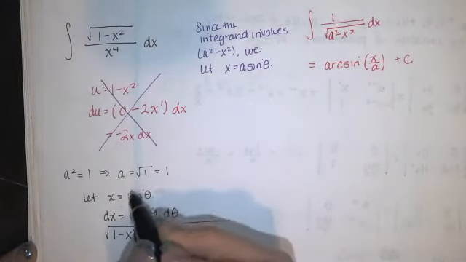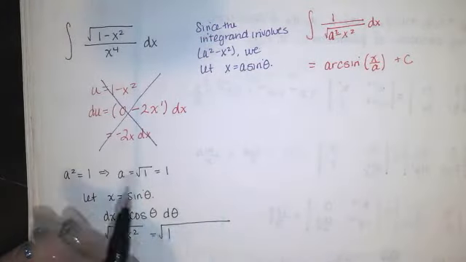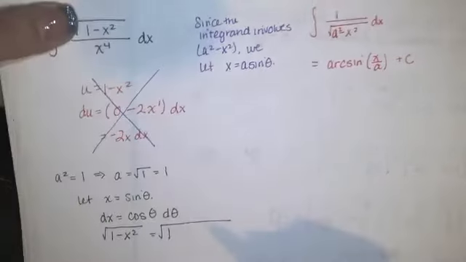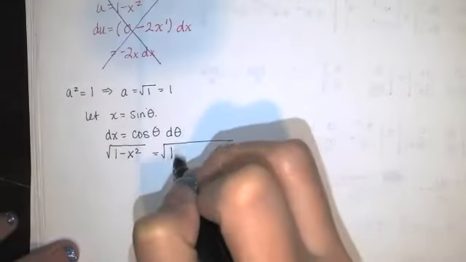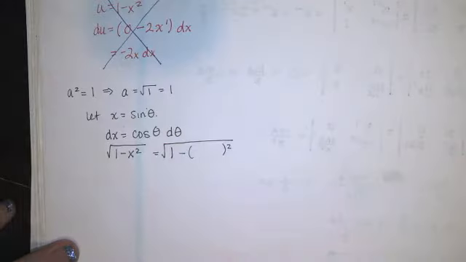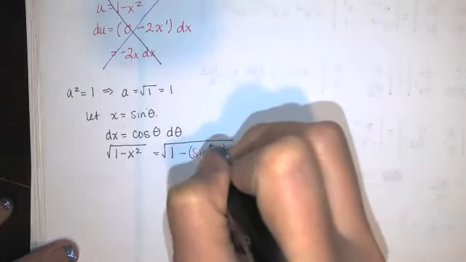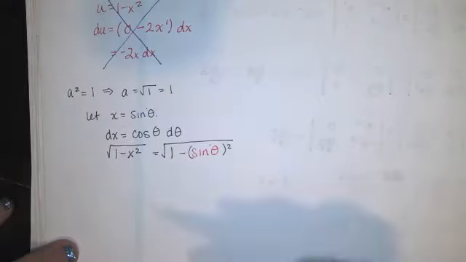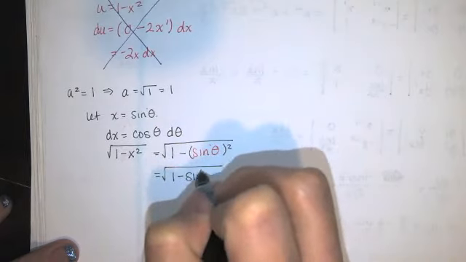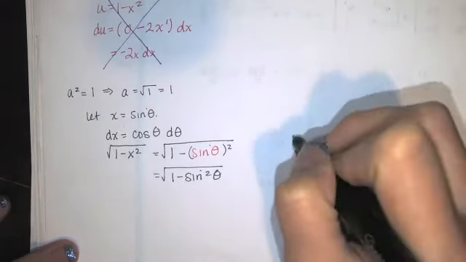Now we could just substitute sine of theta in right there, but I prefer to simplify the whole radical expression before I substitute. It just makes the substitution a little cleaner. So we've got the square root of 1 minus x squared, and x was sine of theta, so I'm going to substitute that in. And sine of theta, quantity squared, is sine squared theta. Now there is a Pythagorean identity from trigonometry.